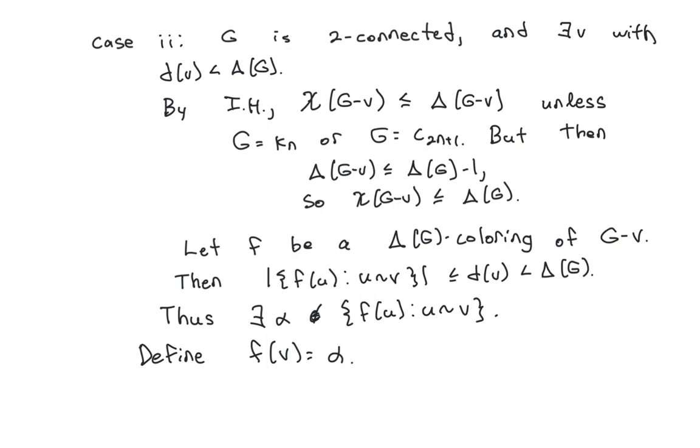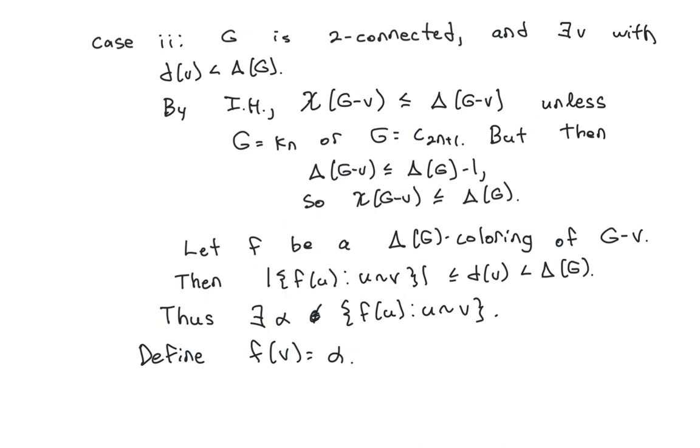So now we have to deal with the remaining case. Suppose G is two-connected. Now we're going to first rule out the case that there's a vertex whose degree is less than the max degree. Well, remove that vertex. G minus v is connected, so by the induction hypothesis, its chromatic number is at most the maximum degree, unless it's a complete graph or an odd cycle. But in a similar argument to what we've had before, in that case, the max degree of G minus v is at most the max degree of G minus 1. And so the chromatic number of G minus v is at most the max degree.